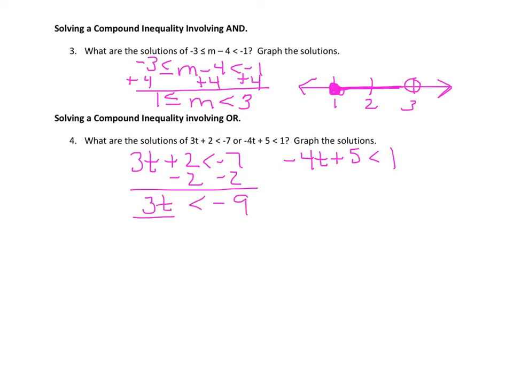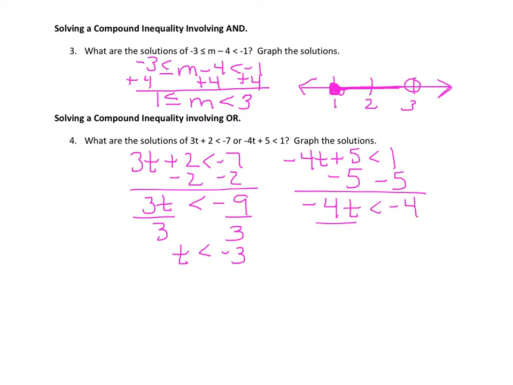We'll proceed to divide both sides by 3. Since 3 is positive, I do not have to flip the sign, and I have t is less than negative 3. Now the second equation, we're going to subtract 5 from both sides, and we have negative 4t is less than negative 4. Now this time we're dividing both sides by a negative 4, so we do have to flip the sign, and we end up with t is greater than 1.